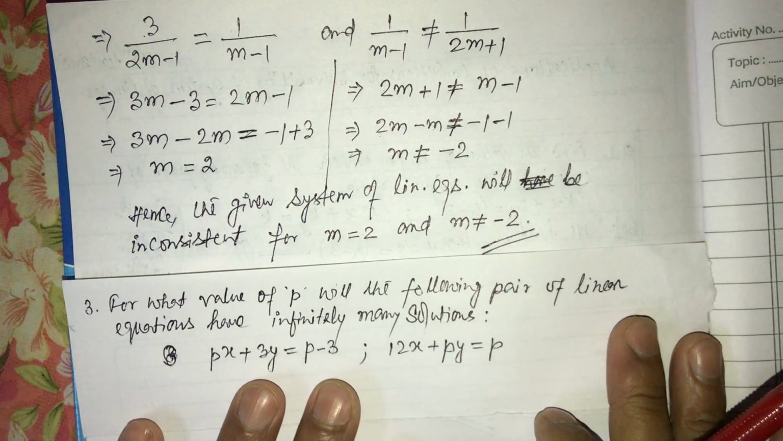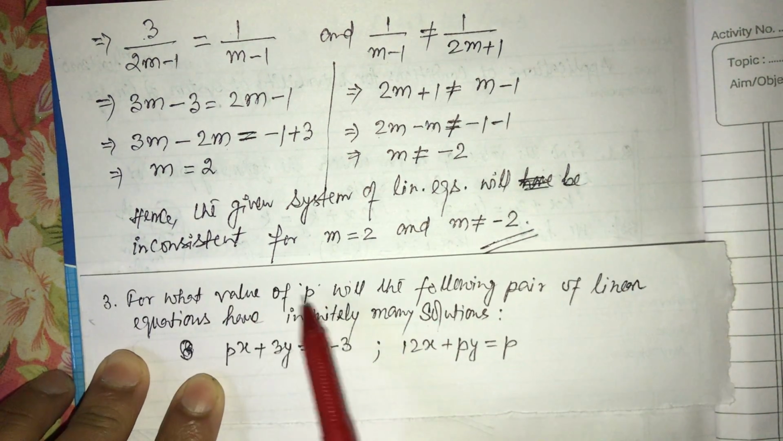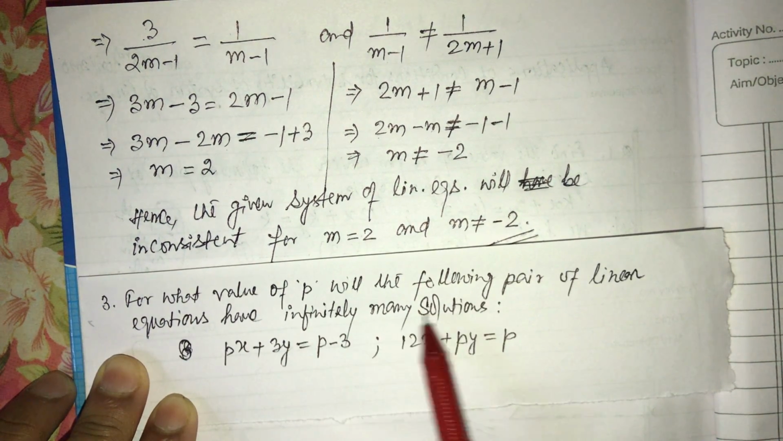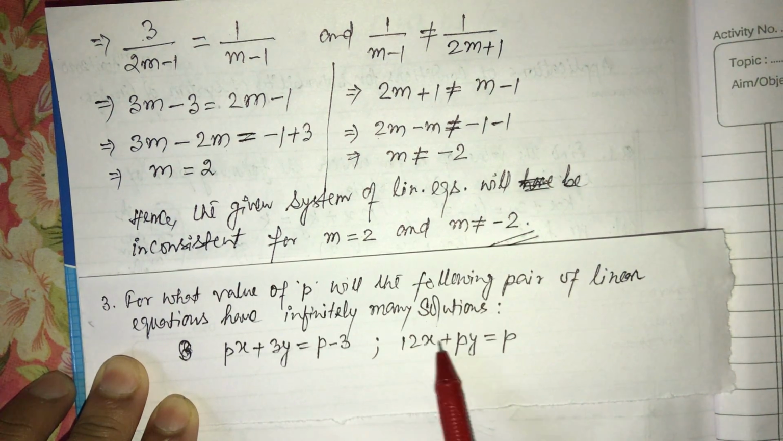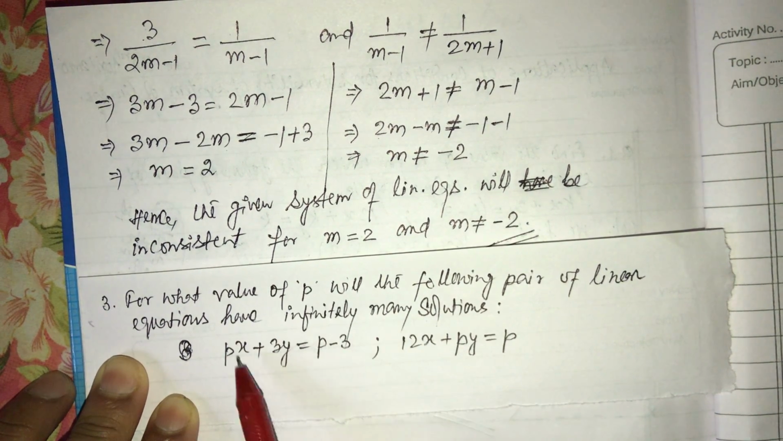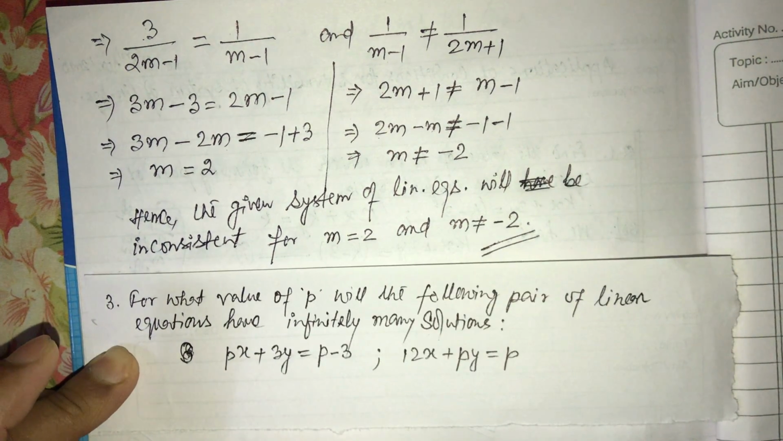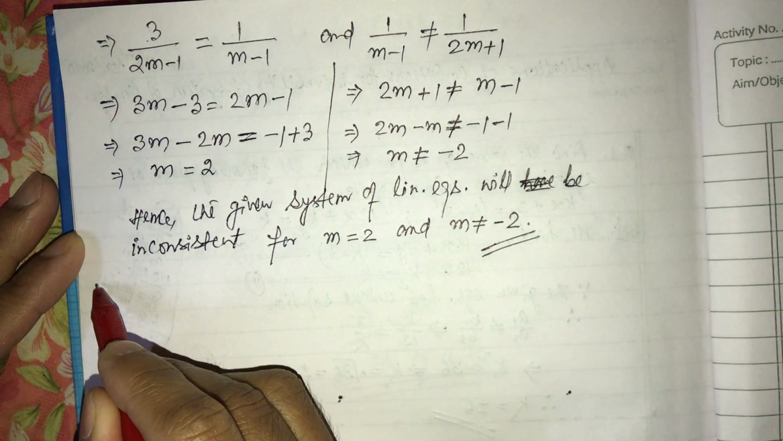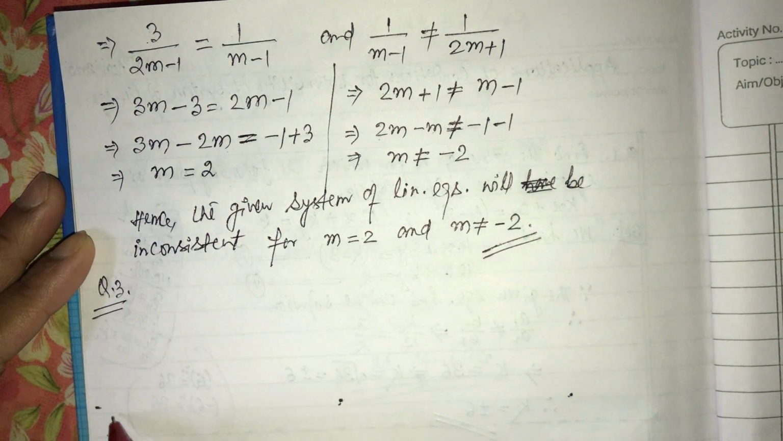This is the question here. For what value of p will the following pair of linear equations have infinitely many solutions? So it is clearly written here, infinitely many solutions. px plus 3y equal to p minus 3, 12x plus py equal to p. So both the equations are here and the condition is given. So we can easily find this also. Let me write the solution here. Question 3.